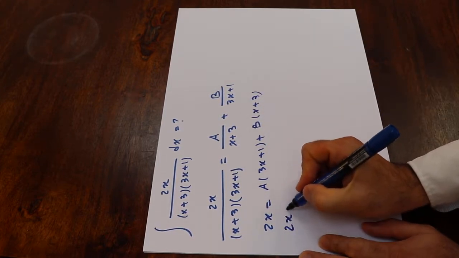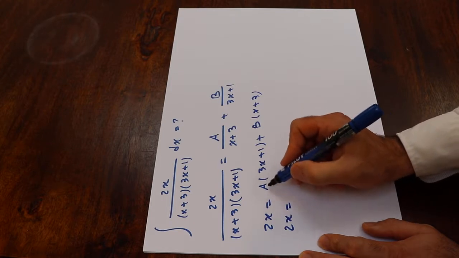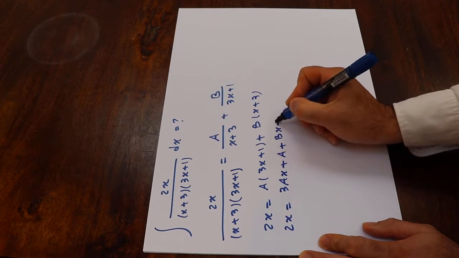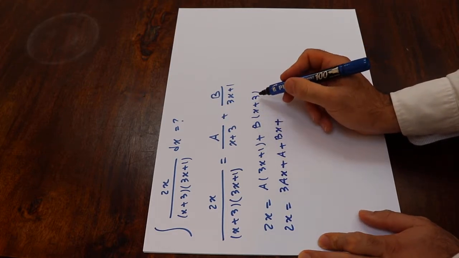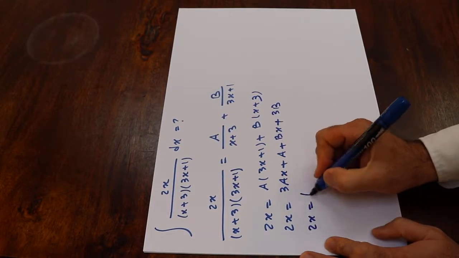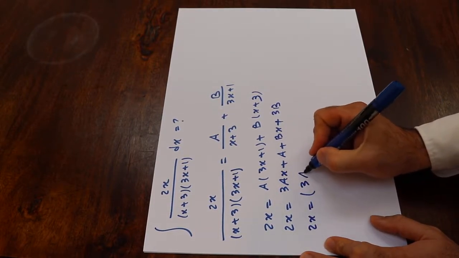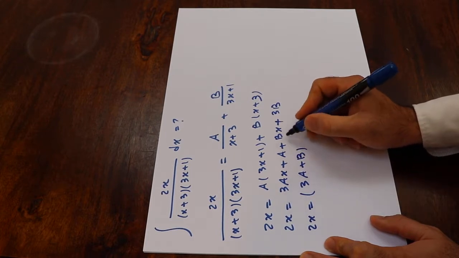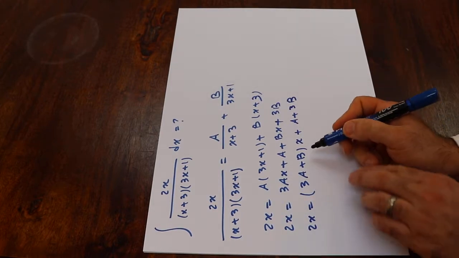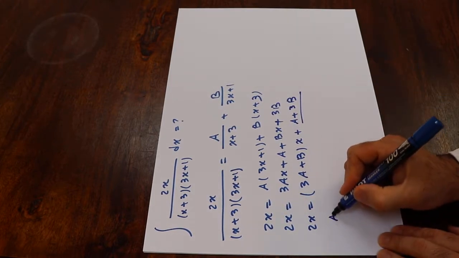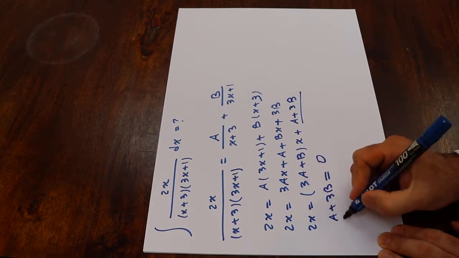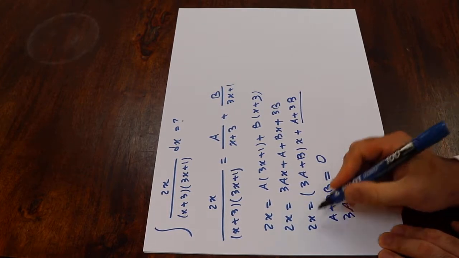Therefore 2x will be equal to 3Ax plus A plus Bx plus 3B. Let's factor x here: that will be (3A plus B) times x plus (A plus 3B). So you can conclude that A plus 3B is equal to 0, because we don't have a constant on this side, and 3A plus B is equal to 2.